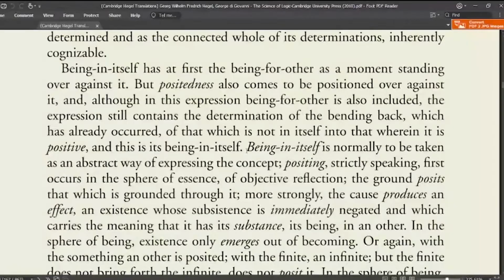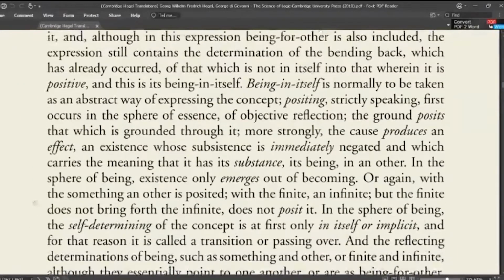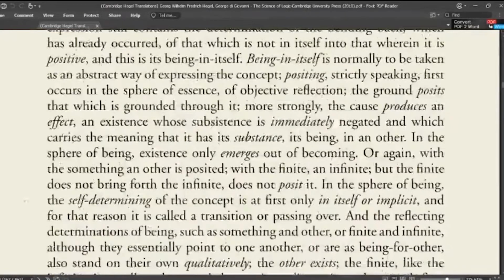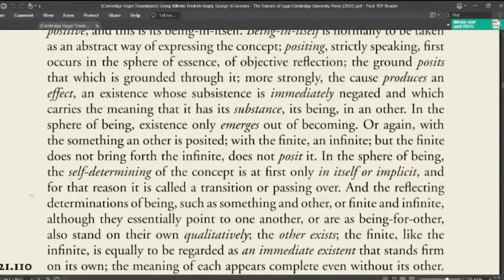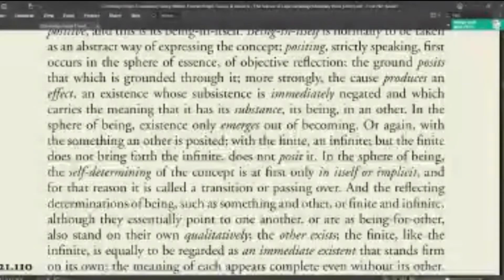Being in itself is normally to be taken as an abstract way of expressing the concept. Positing, strictly speaking, first occurs in the sphere of essence, of objective reflection. The ground posits that which is grounded through it. More strongly, the cause produces an effect, an existence whose subsistence is immediately negated, and which carries the meaning that it has its substance, its being in an other. In the sphere of being, existence only emerges out of becoming, or again, with the something and other is posited, with the finite and infinite. But the finite does not bring forth the infinite, does not posit it.